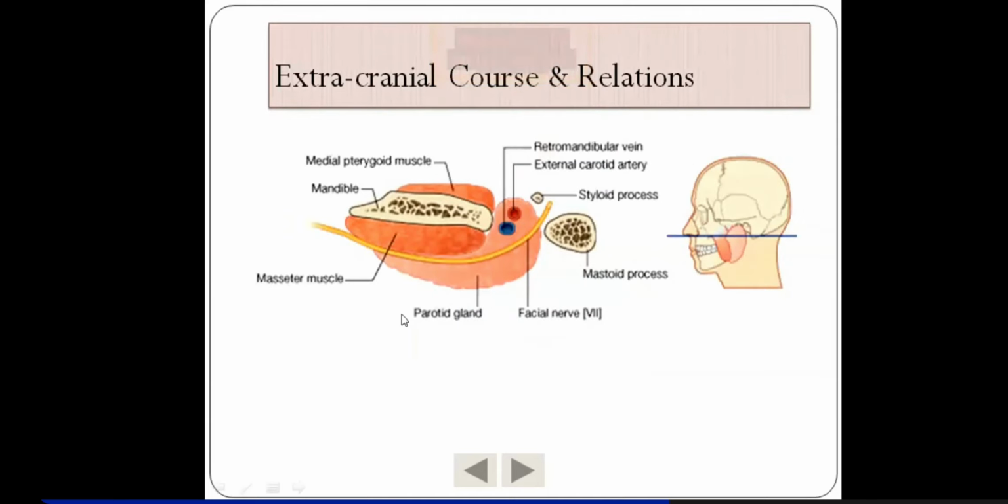Okay. So in the extracranial course, you can see the styloid process. The facial nerve winds lateral to the styloid process, and this is the posteromedial surface of the parotid. Remember, where does the facial nerve enter the parotid gland from? The posteromedial surface of the parotid gland. This is mastoid, and this is the mandible, the ramus of the mandible, which on the inside has the medial pterygoid muscle attached. On the lateral surface, the masseter is attached, right? And this is the portion of the parotid gland.